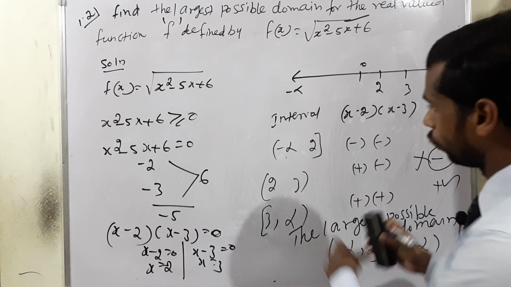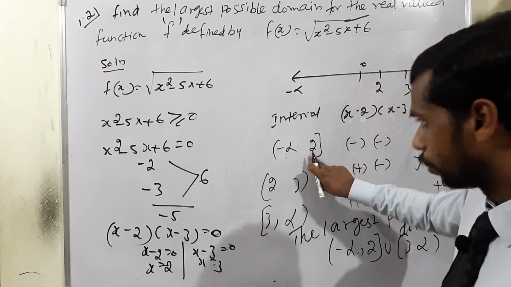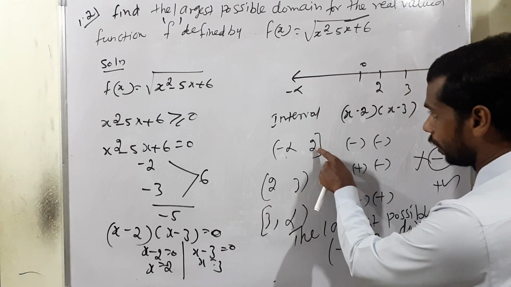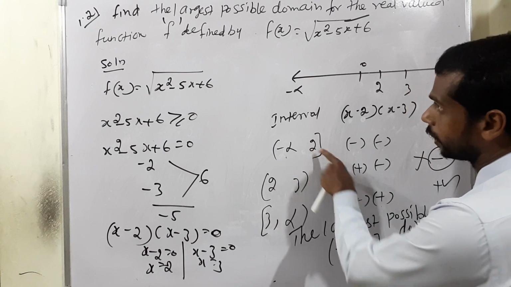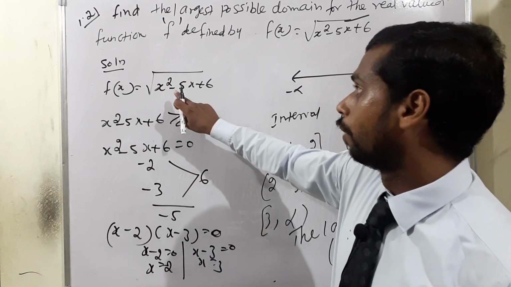Why have I considered open and closed? The closed interval means it includes the value. Open interval means it excludes the value. That is the difference. For example, here in the closed interval 2 is there. If you take 2 here, what will happen? Look at that. 2 square means 4 will come now.